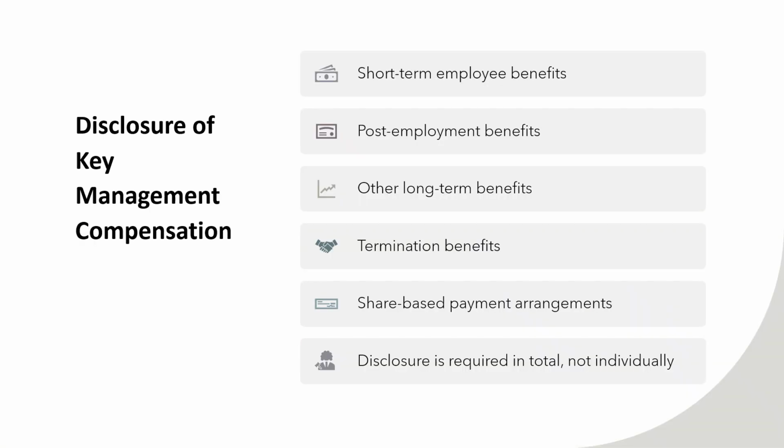IAS 24 requires disclosure of total compensation paid to key management personnel. This includes short-term benefits like salaries, post-employment benefits, and share-based payments. The disclosure is made in total, not for each individual manager. This protects privacy while still maintaining transparency for users of financial statements.